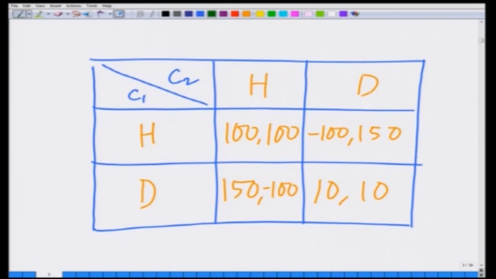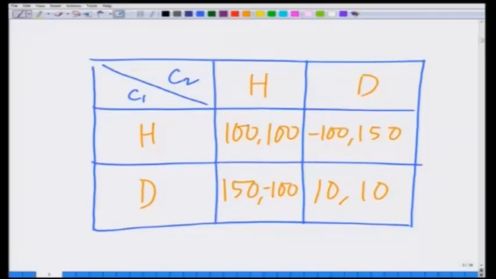Similarly, if C1 chooses to focus on health while C2 chooses to focus on defense, then C2, since it has gained a strategic advantage over C1, gets a payoff of 150, while C1, which is focusing on health, gets a payoff of -100. Again, we can try to analyze this game in terms of its best responses. If C2 chooses health, then the best response of C1 is to choose defense, because defense gives it a payoff of 150, while health gives it a payoff of only 100.